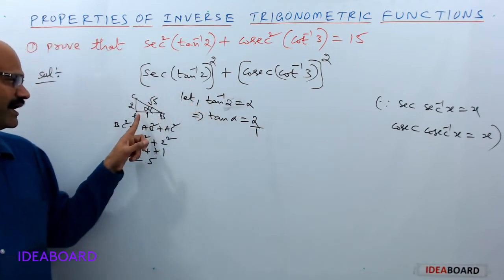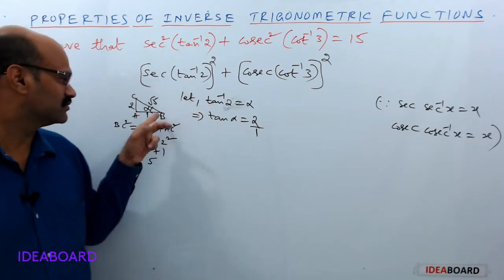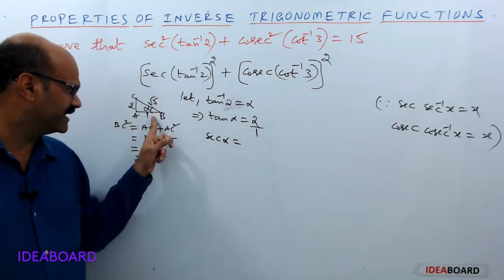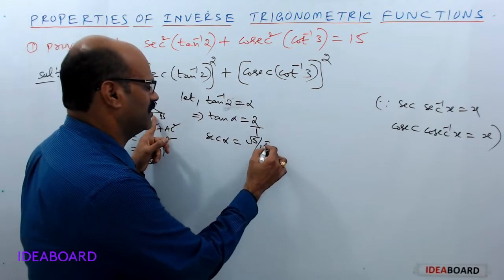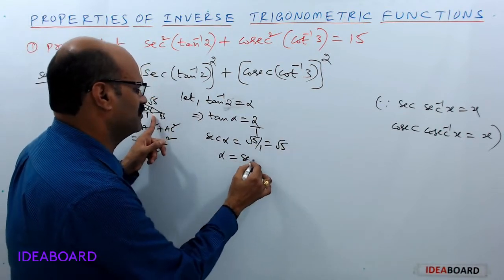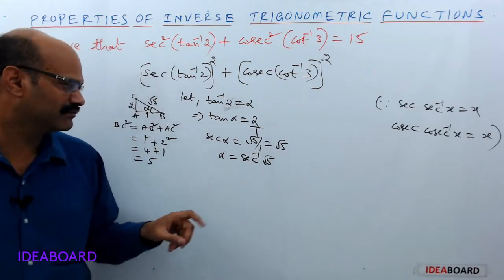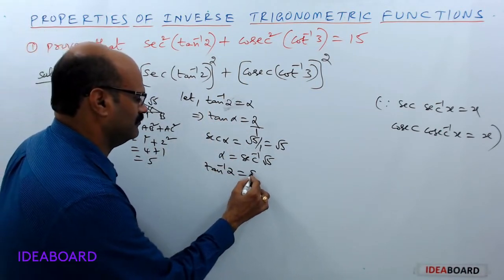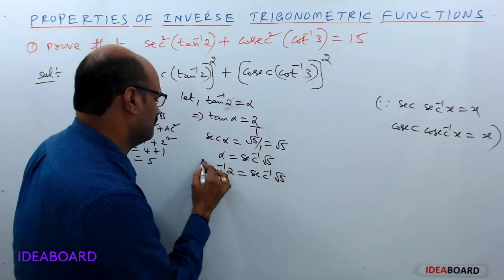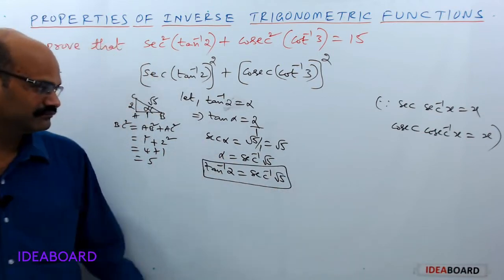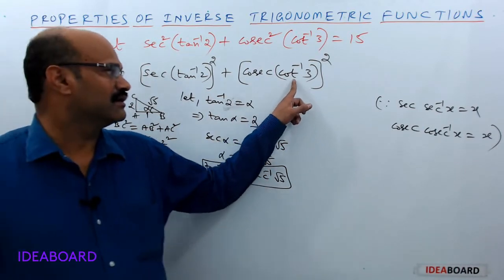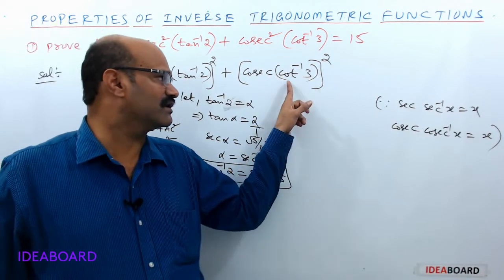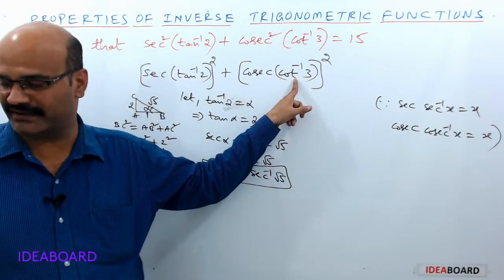Now from this we can find secant alpha. So secant alpha equal to hypotenuse by base, root 5 by 1 equal to root 5. Alpha equal to secant inverse of root 5. Tan inverse of 2 equal to secant inverse of root 5. Similarly, cosecant of cot inverse of 3. So we should convert cot inverse of 3 in terms of cosecant inverse.